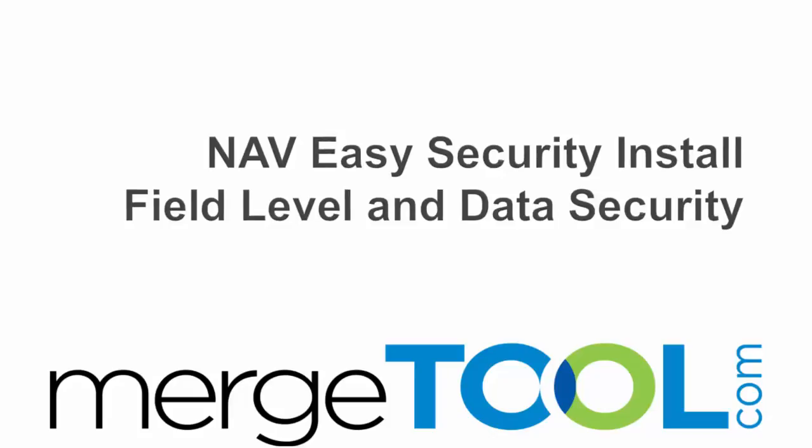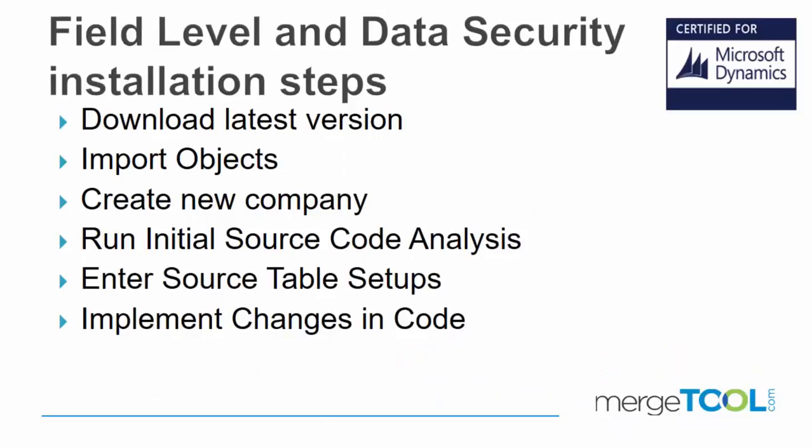Field level and data security installation is a process where we will actually write some code changes, but otherwise it's pretty simple. We will download and import the objects, I'll create a new company, and I'll run an initial source code analysis. Those things I will actually be skipping in this video. If you want to see that, you can refer back to the video about how you install the login and permissions parts of this application. Otherwise, I'll be running the source table setup and the implement changes in code in here.